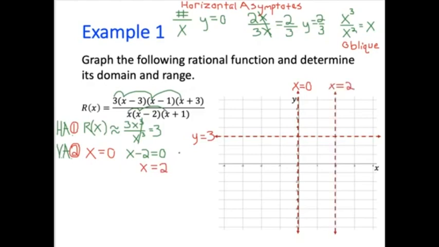Then our other vertical asymptote comes from the factor x plus 1. So we take x plus 1 and set that equal to 0. So we're going to have to subtract 1 from both sides to solve this, and we get x equals negative 1.